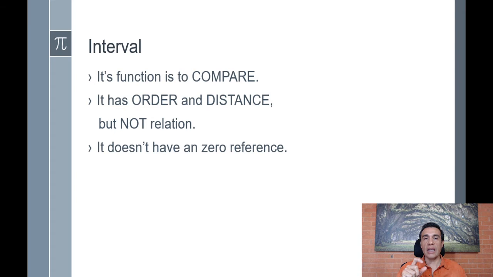So it is not the ratio between them. And the zero doesn't mean the absence, it doesn't have a zero reference. So that is mainly the definition of it.